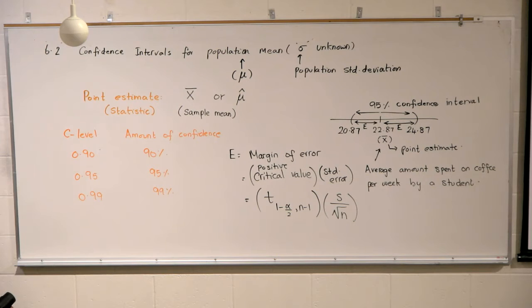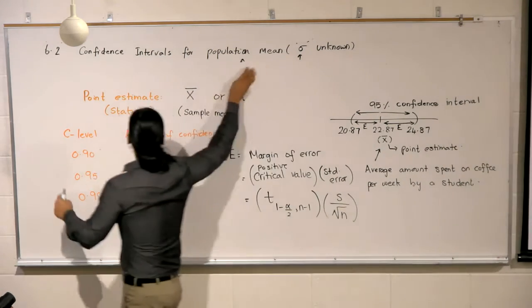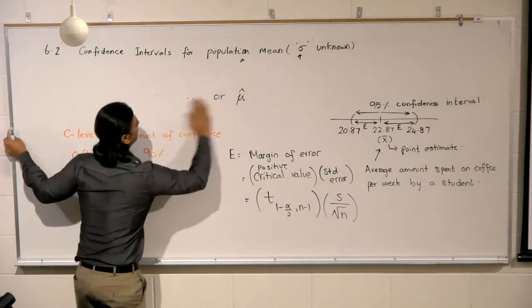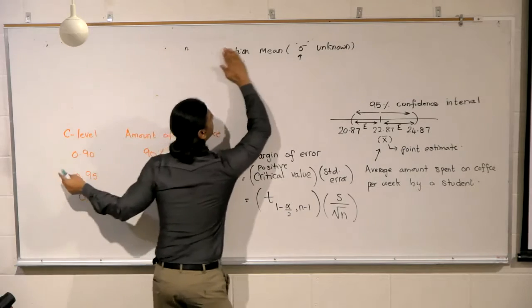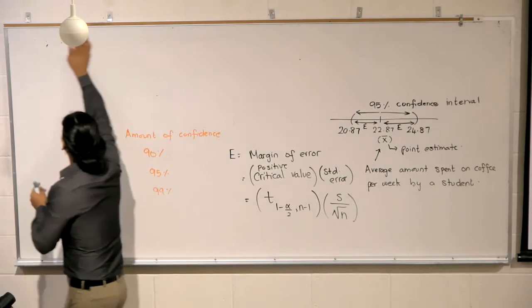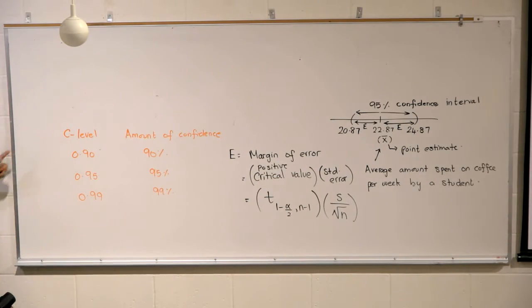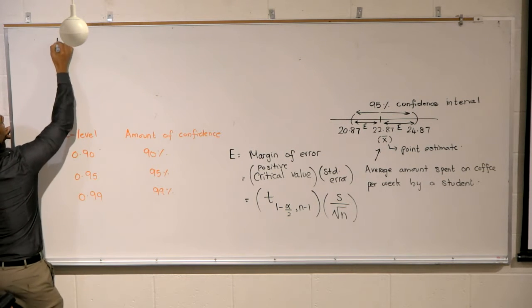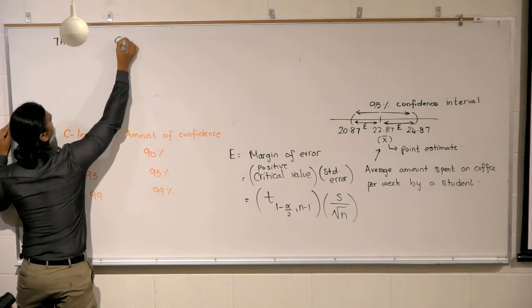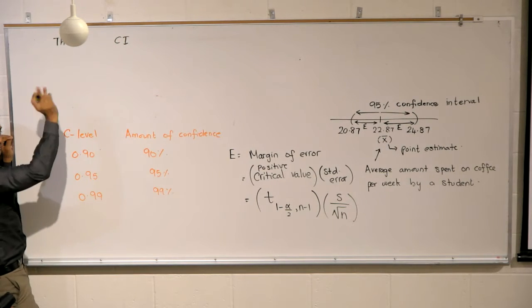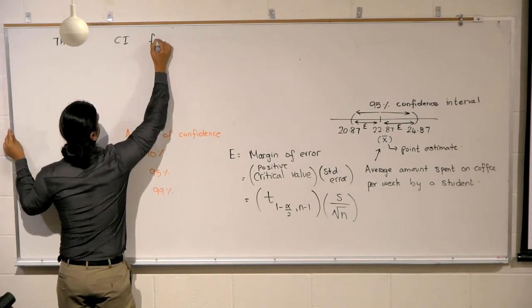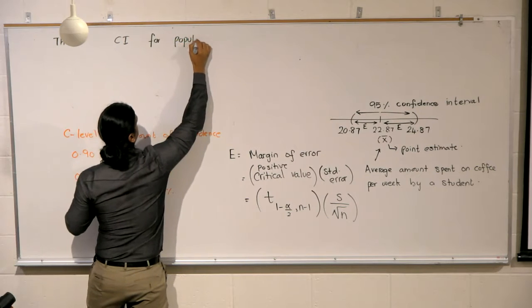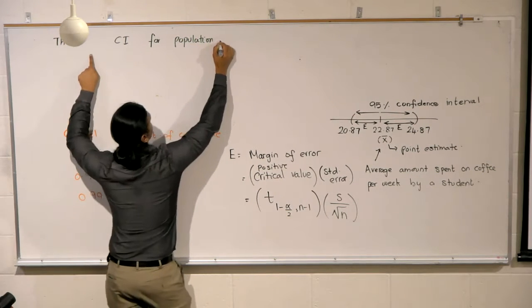So once we have the margin of error, I'm leaving this here for a reason. Once I have the margin of error, CI stands for confidence interval. Leave some space there.